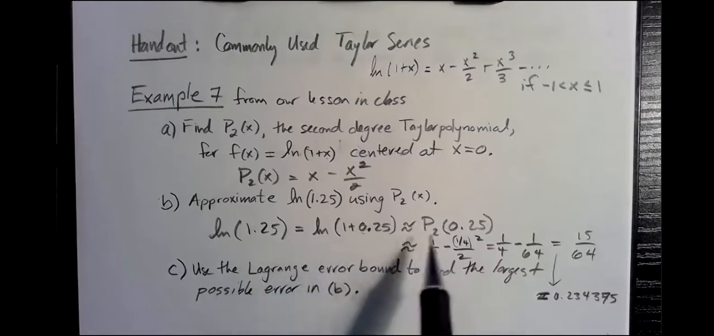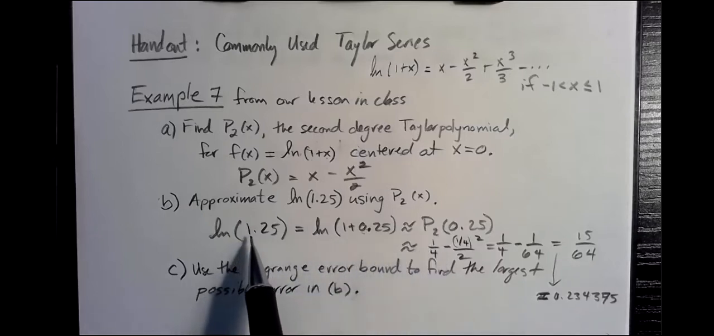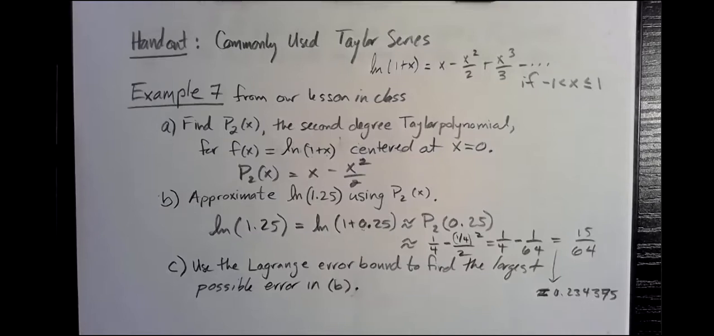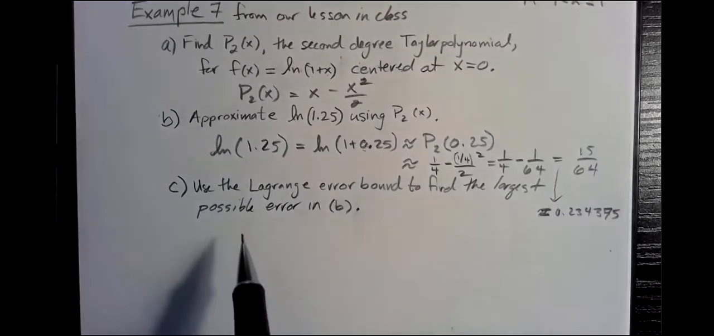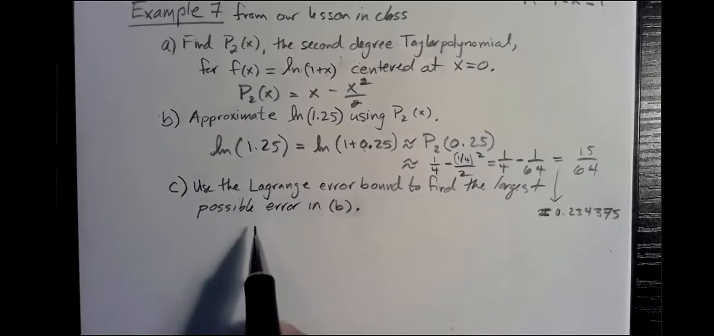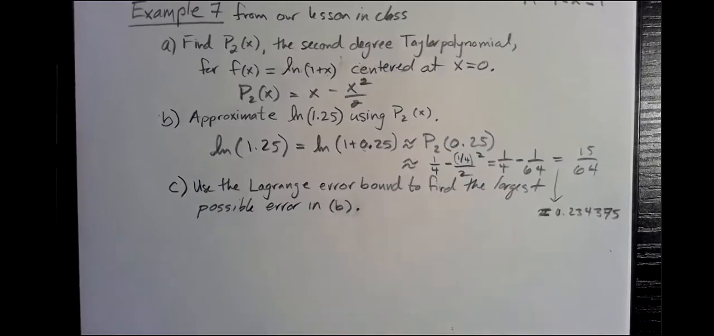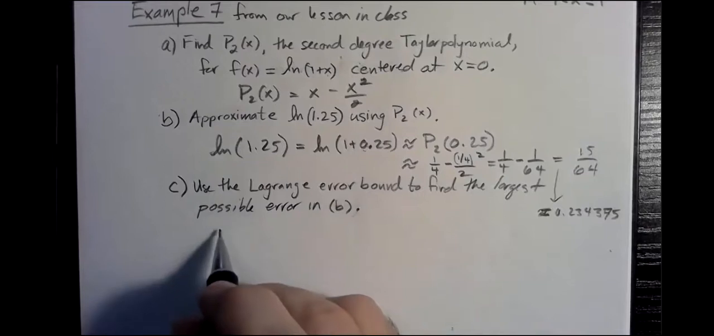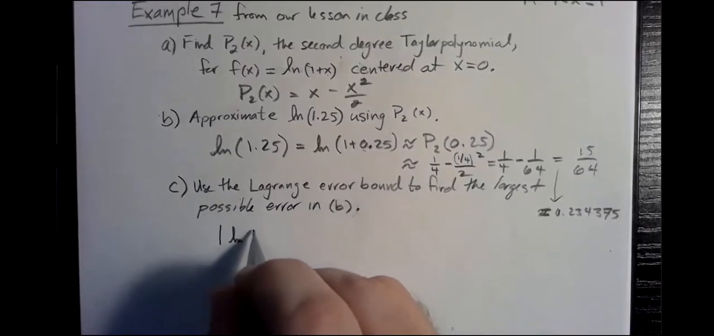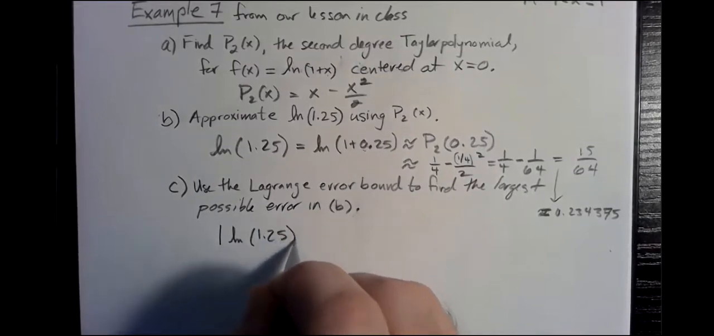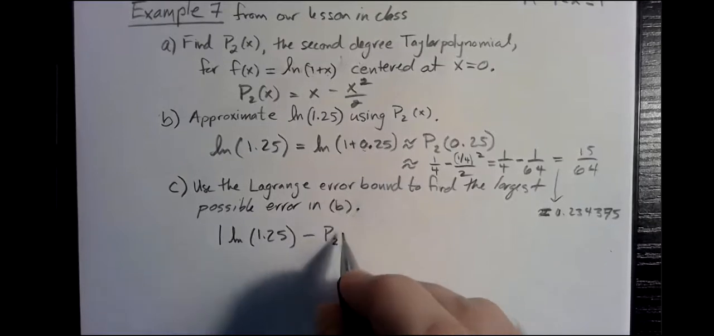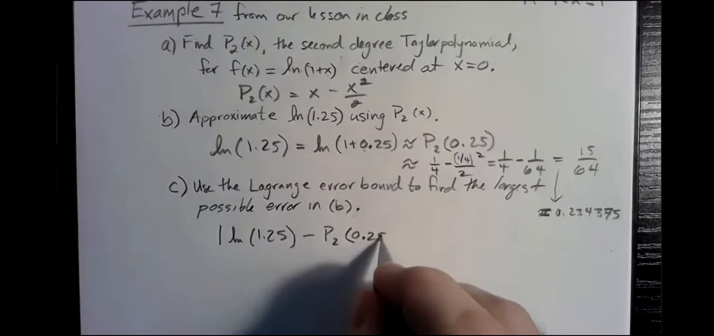So we have used the second degree Taylor polynomial to approximate the natural log of 1.25, and we've come up with this decimal approximation. Now, anytime we do an approximation, we're going to be interested in how far off is this? What is the error? So in part C, we're going to use the Lagrange error bound to find the largest possible error in our approximation from part B. Well, our error is the natural log of 1.25 minus our second degree approximation.